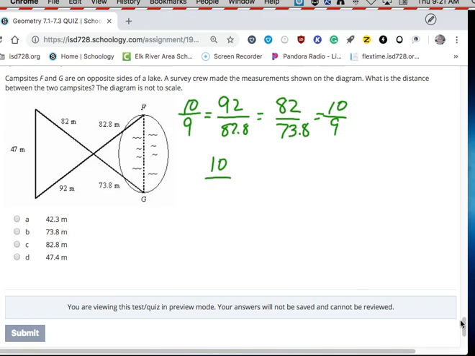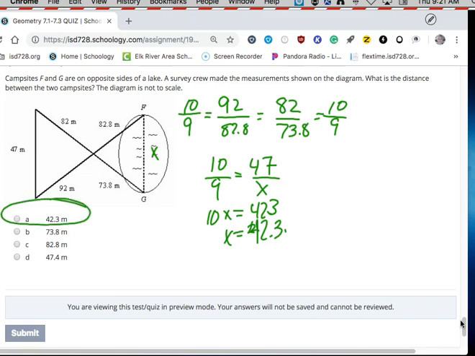So I'm going to use 10/9 because that's easy numbers, and a 10 is from the big triangle, so 47 is from the big triangle, and 9 is from the small triangle, and I'm going to find x. So now I've got 10x is equal to 47 times 9, which is equal to 423, and x is equal to 42.3. So it's selection A.